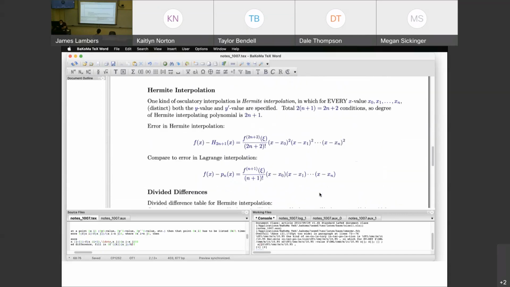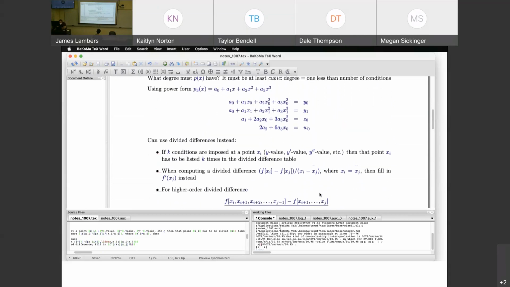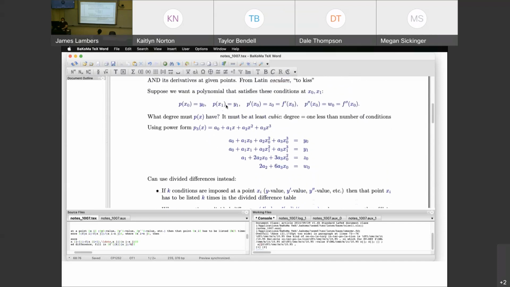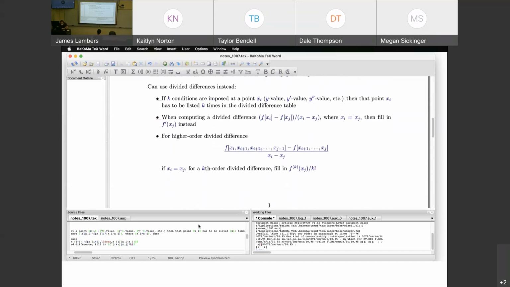Do a divided difference table example with, okay. So that's for something else. I want to have a divided difference table for this one, for this example right here, where I have x naught and x1, and at x naught I have these 3 conditions.